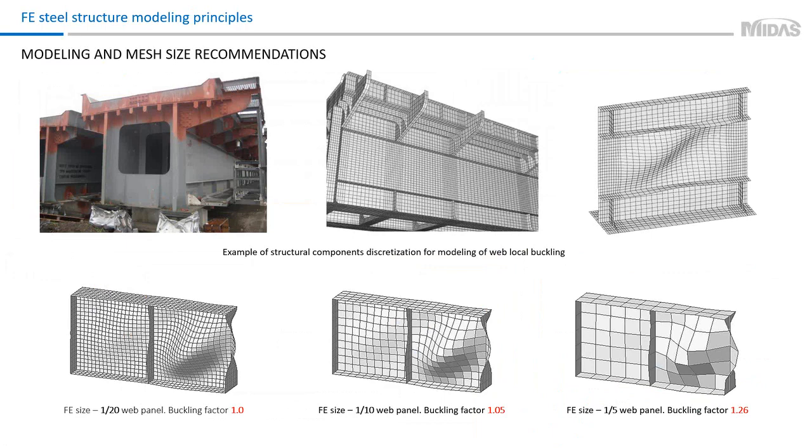On this slide, you can see an example of meshing of a typical steel box girder with a top orthotropic deck, a railway bridge. And here is an example of meshing and local buckling. Also on the slide, you may see some recommendations on mesh size along the side of the web panel. For accurate results, it's recommended to keep at least 10 elements or more along the edge where buckling of the plate is expected.